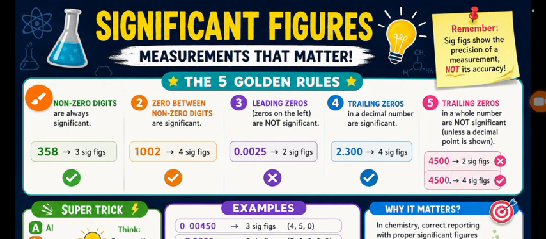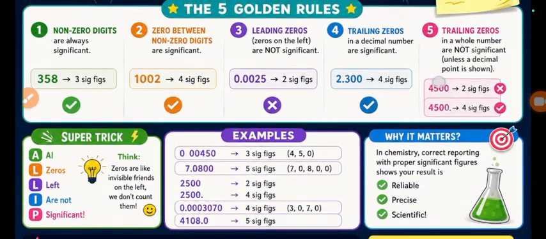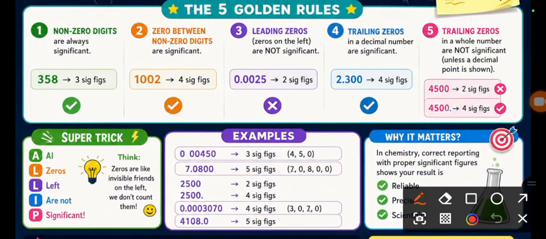So here are some examples you can see for the significant figures. In the first example, there are only 3 significant figures, 4, 5 and zeros. Zeros at the left side are not significant. Then in the second example, 7.0800, there are 5 significant figures because trailing zeros are significant in a decimal number.